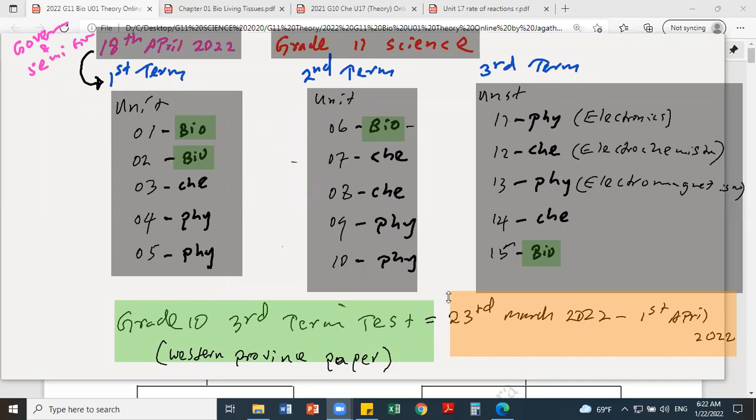This is from 20, not 23rd. Actually, this is 25th. Sorry. 25th of March. Okay, I'll erase the screen now. Let's move to the lesson now.